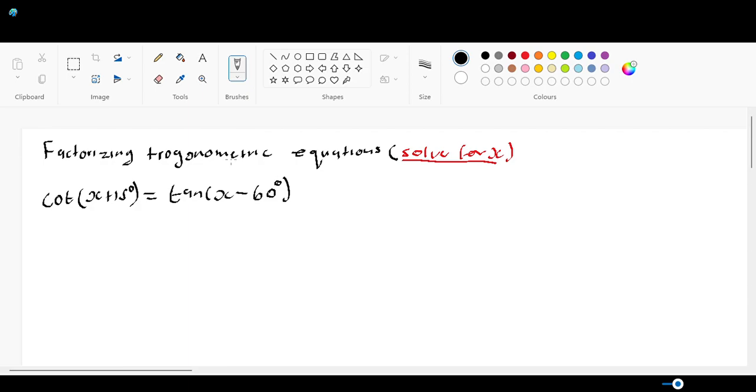Now look, guys, this one is a bit different compared to the other three that I did. As you can see, on the right hand side we have a trigonometric ratio, and on the left hand side we also have a trigonometric ratio. So the question is: cot of x plus 15 is equal to tan of x minus 60 degrees. So as you can see, this is a bit different.